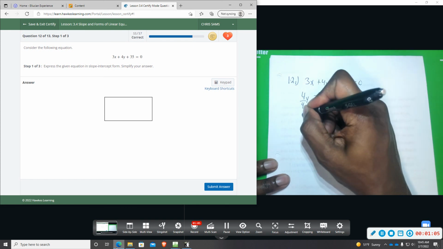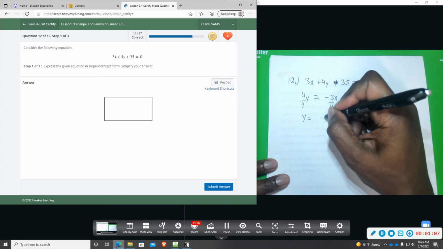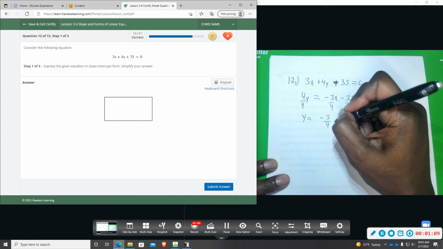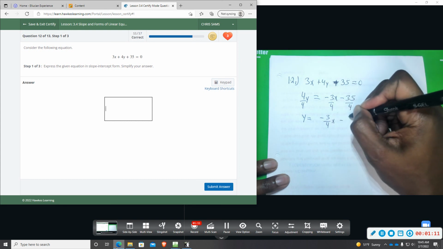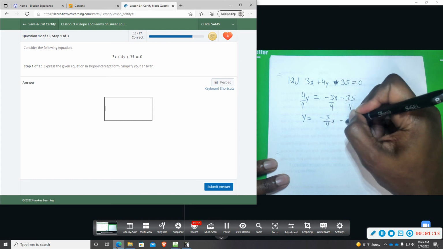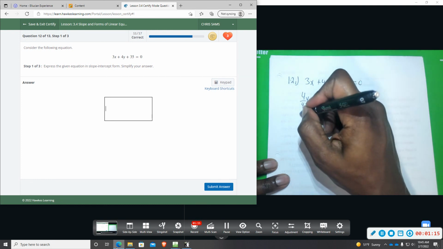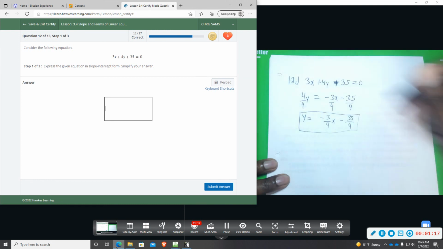Then we're going to divide by 4. This will give you y equals negative 3 over 4x minus 35 over 4. And neither of those will reduce. So here's our slope-intercept form. Here's part 1.